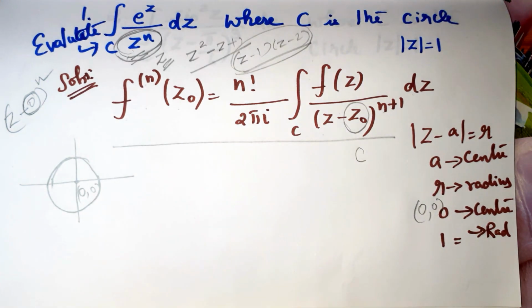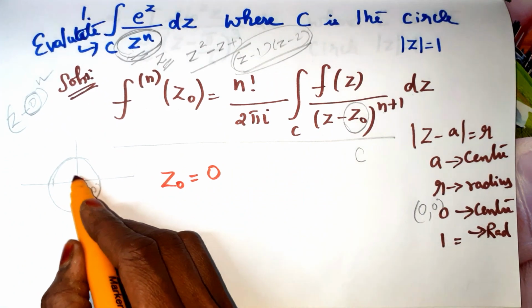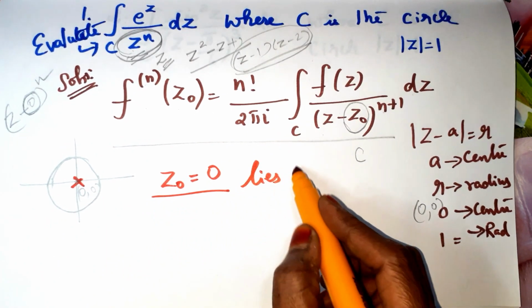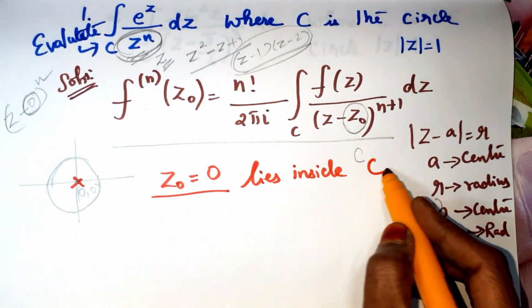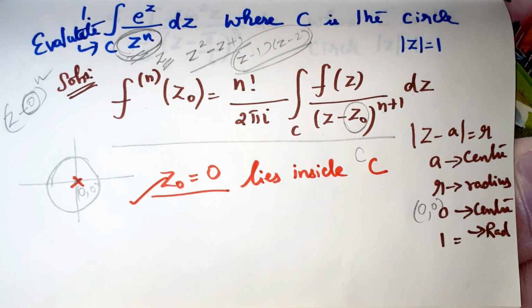Am I right? So first we have to make sure this z0 lies inside the curve or not. What is our z0 here? z0 is equal to 0, and 0 is the center of the curve given. So this z0 lies inside our circle C. So we can use this formula. nth derivative of f at z0 is equal to n factorial by 2 pi i into integral over C f of z by z minus z0 dz, right?